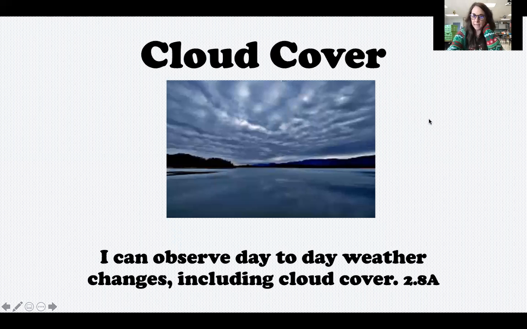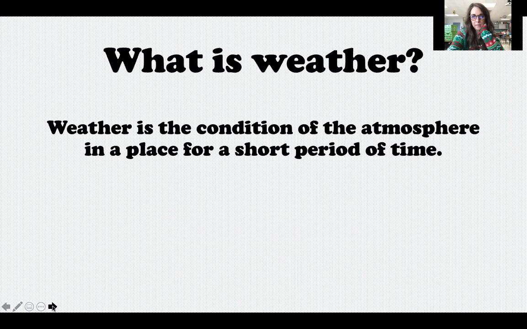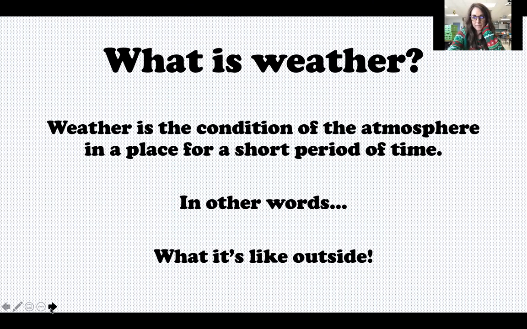So, your target says I can observe day to day weather changes, including cloud cover. So, hopefully, you remember that weather is the condition of the atmosphere in a place for a short period of time. And we said that the atmosphere is all the gases and clouds that are surrounding our Earth. And that's what controls our weather. Everything that happens up there affects what the weather is like down here. In other words, weather is what it's like outside.